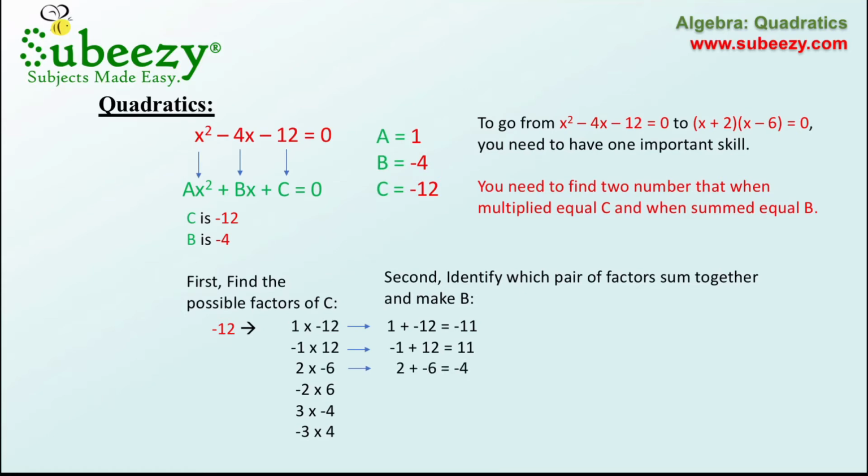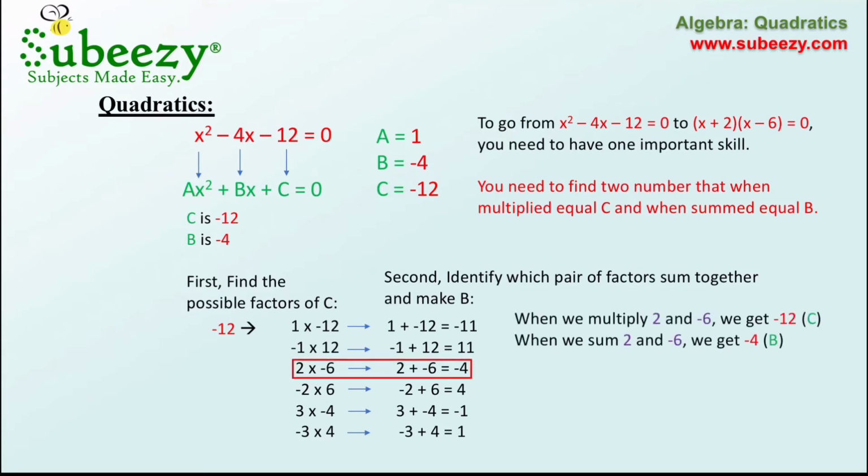That's the pair we're going to want to use, but let's continue practicing this with the other pairs. Negative 2 and 6 when added together are equal to 4. 3 and negative 4 when added together are equal to negative 1. And negative 3 and 4 when added together are equal to 1. So the pair that we're going to want to use is 2 and negative 6. When we multiply 2 and negative 6, we get negative 12, which is C, and when we sum 2 and negative 6, we get negative 4, which is B.